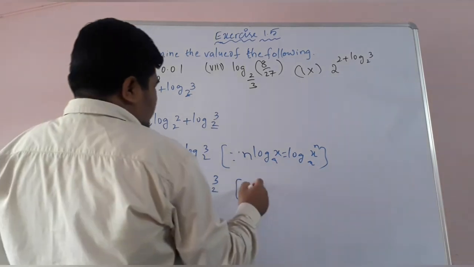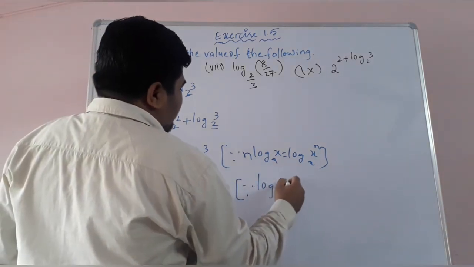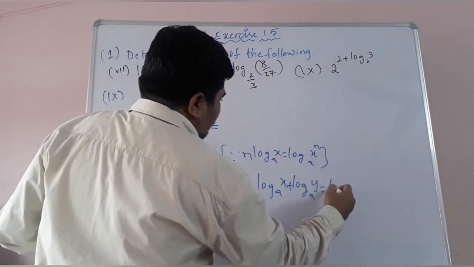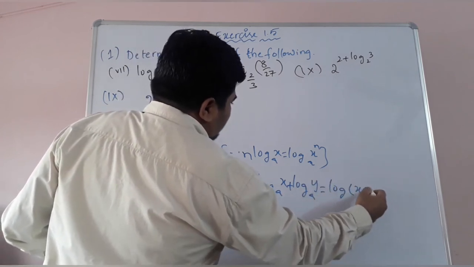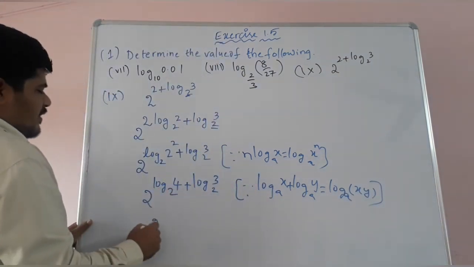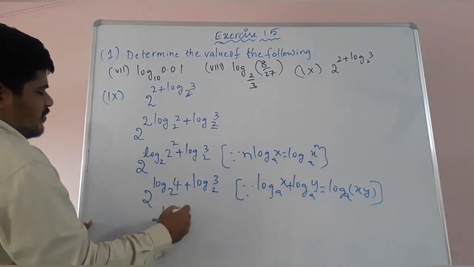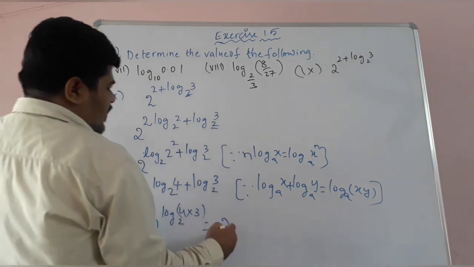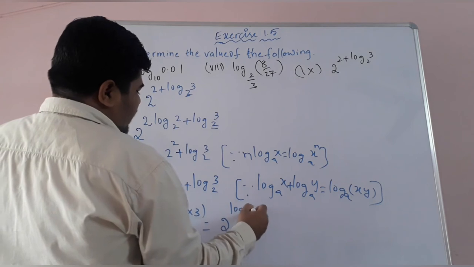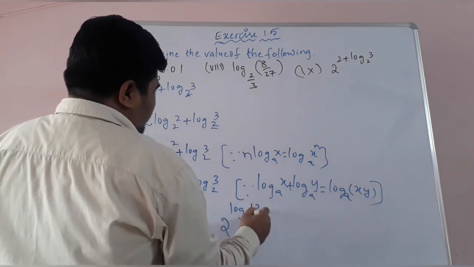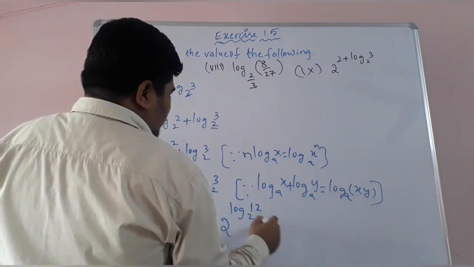We have a formula, children. What is that? Log x base a plus log y base a is equal to log x into y base a. So it can be written as 2 power log 4 into 3. So the base is what, children? 2. So 2 power log 12 base 2, children. So we have a formula. What is that? That can be written as 12, children.